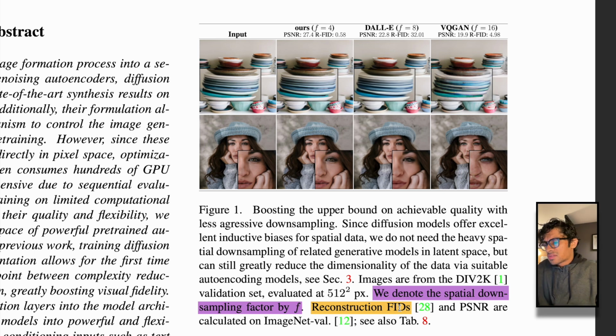Okay, so as of now, just going through reconstruction FID. Reconstruction FID would mean there is an input and then there is a reconstructed image. The input image you pass through the Inception network, and the reconstructed image you pass through the Inception network. Then take some distance between the outputs of the Inception network.